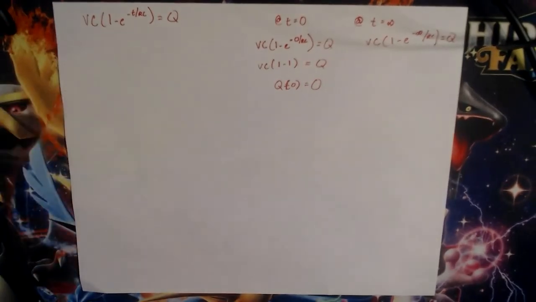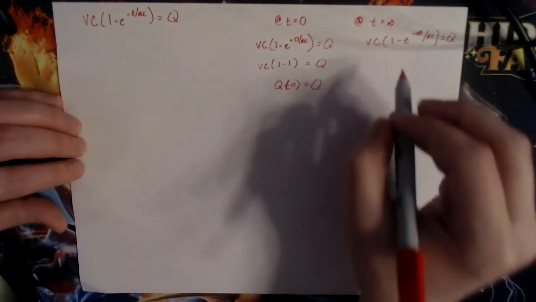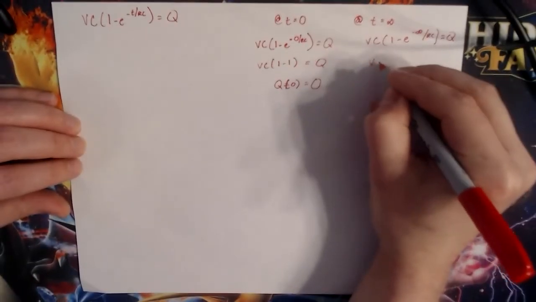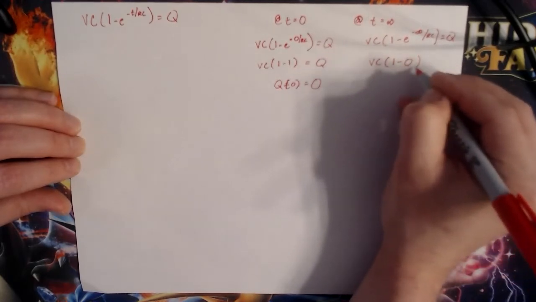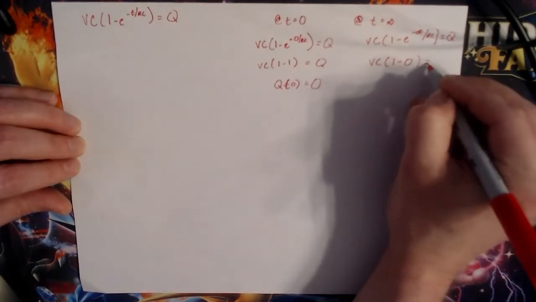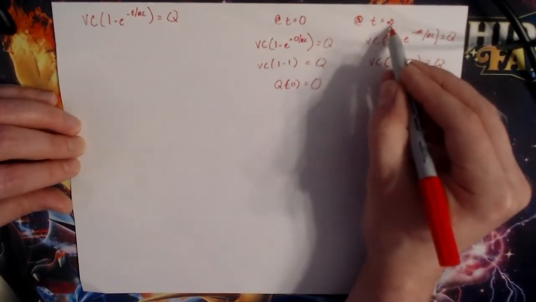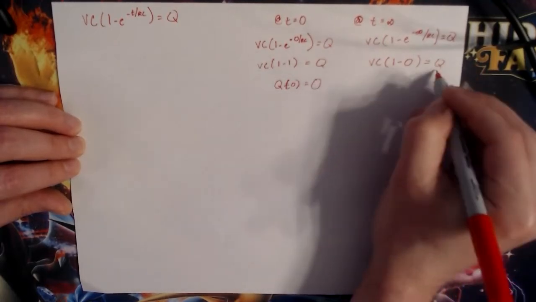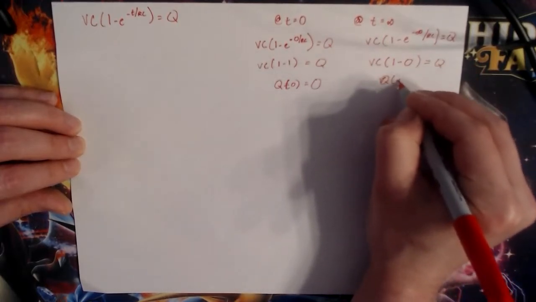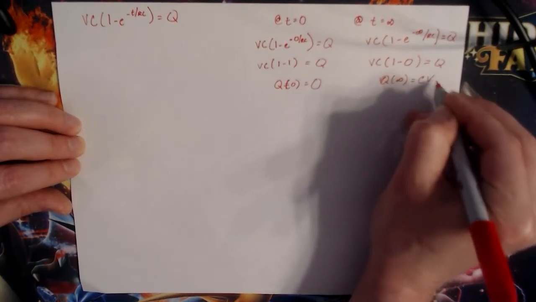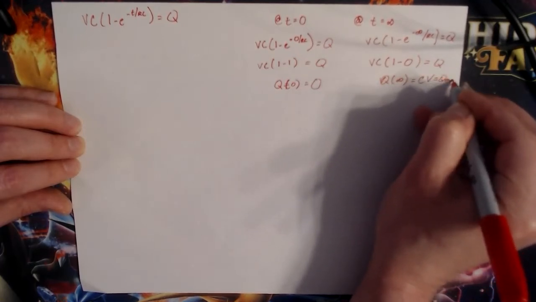So 1 over infinity is more or less what we're thinking about. And so we would leave ourselves with VC times the quantity of 1 minus 0, about approaching 0. This is an asymptote. We will never actually get there. You can't touch infinity. It's just an idea. So at time infinity, Q is equal to CV, which we said was equal to Q max.